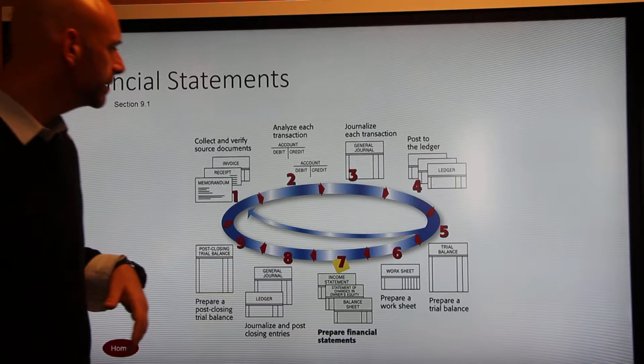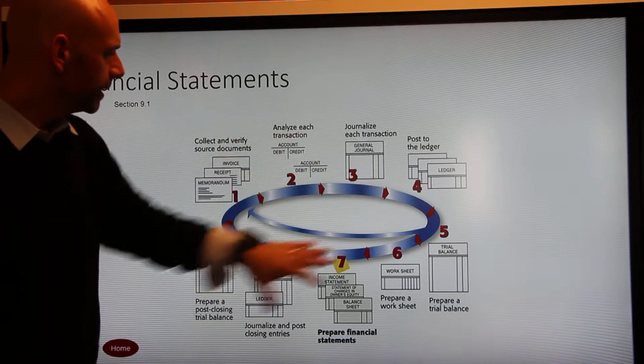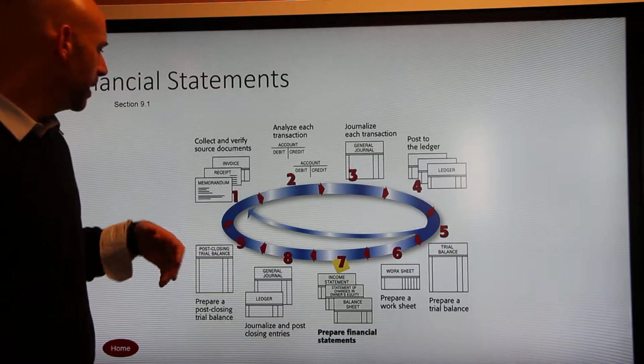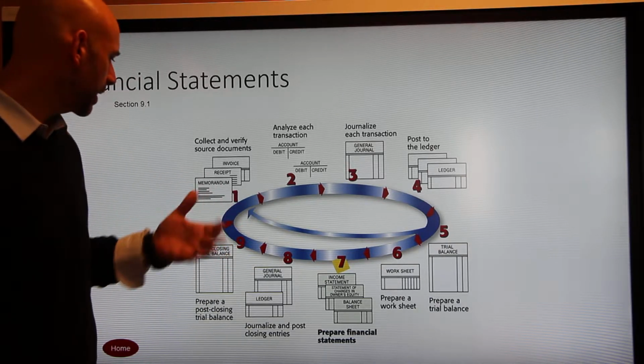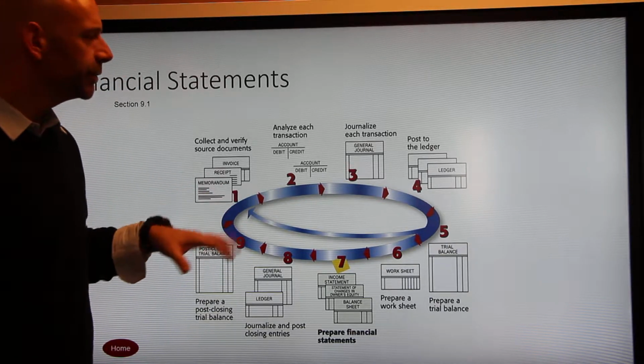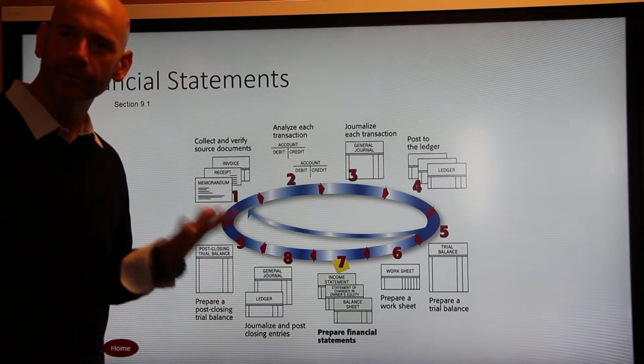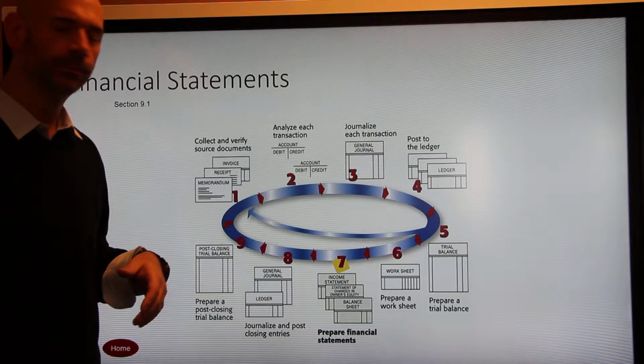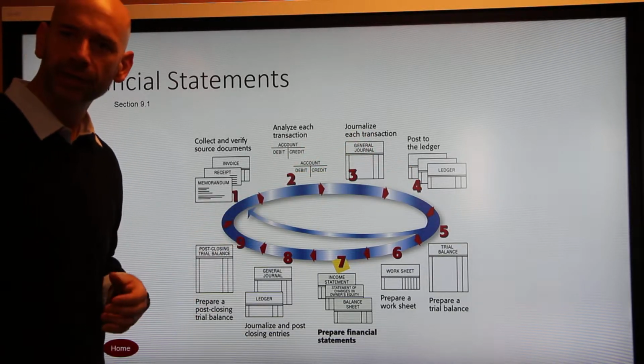So if we take a look back and see where we've been through the accounting cycle, we started with receiving our source documents, right? We had our invoices, receipts, check stubs, and memorandums. Then we took that information, figured out which accounts were debited, which accounts were credited, and we put it over into the general journal. From there we posted it to the ledger account.